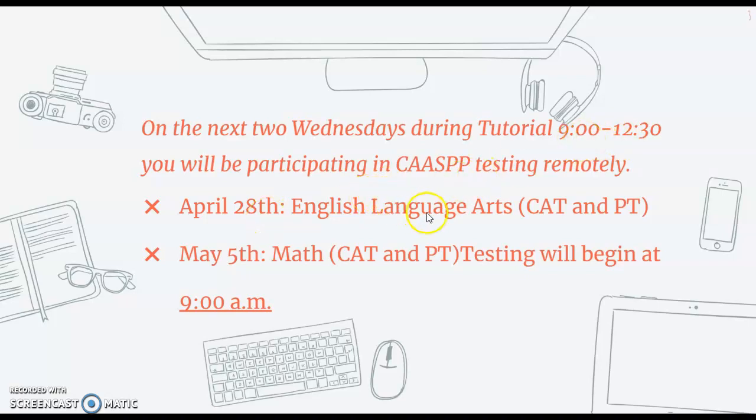On the 28th, you're going to be doing two English tests. The first part is a computer adaptive test, which is more of a multiple choice. And then the second part is the performance task, which is you get some documents and things to read, and then you have short response written problem solving. And then you have the same thing with math on the 5th. You have the computer adaptive test followed by the performance task. Again, you're going to check in with your normal Zoom tutorial.